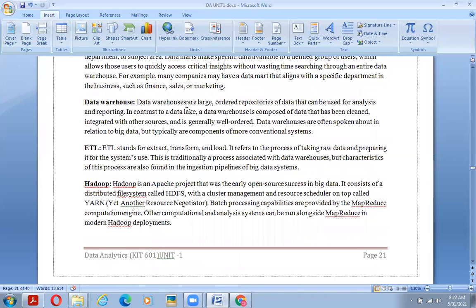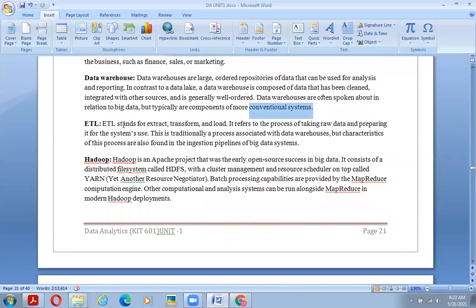Next is data warehouse. A data warehouse is a large, modern repository, related to the data lake, composed of data from various sources. Data warehouses are often spoken about in relation to big data, but are typically a component of more conventional systems.